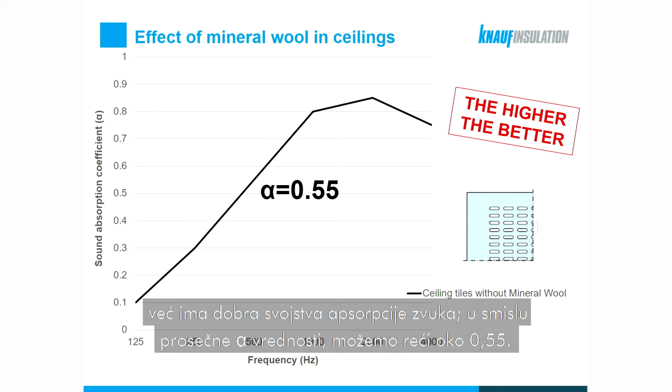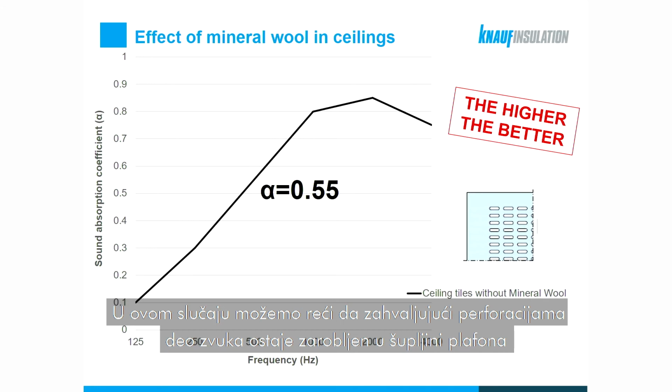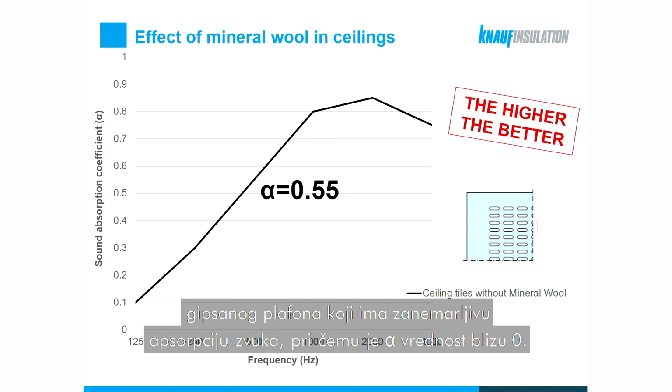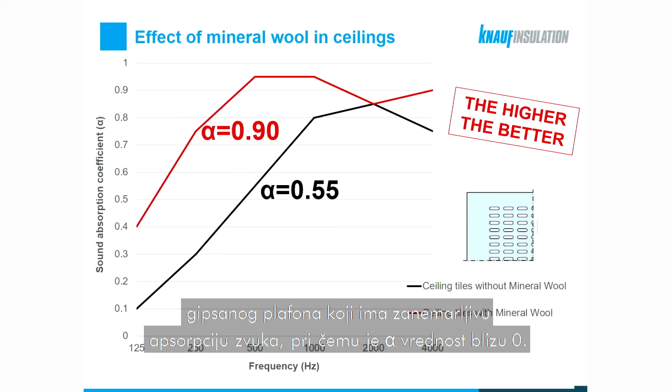This system just by itself already has a decent sound absorbing property. If we put an average alpha value on this chart, we could say it's roughly around 0.55. Because of the perforations, some of the sound is trapped in the ceiling cavity, and that's why the perforated ceiling provides some sound absorption by itself, unlike the standard gypsum ceiling, which would have a negligible sound absorption. A standard gypsum ceiling would most likely have an alpha value close to zero.